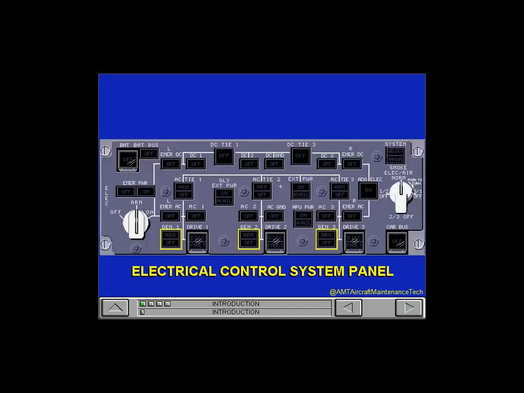This lesson shows the operation of the AC generator and the AC bus tie controls. The lesson includes the operation of the system switch, the 3 generator switches, and the 3 AC bus tie switches.